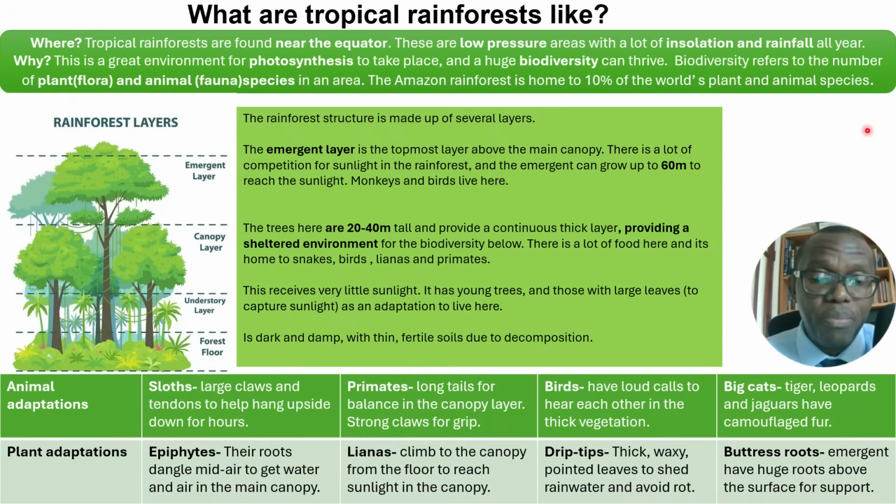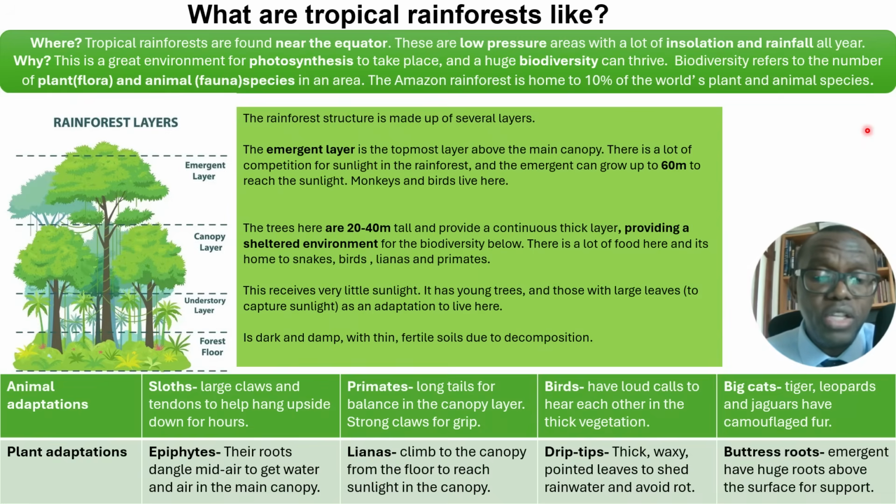Then we have the primates. Their adaptation is that they have very long tails, and these tails help them to balance in the canopy layer. They also have very strong claws for grip, to be able to grip on the trees as they move from one tree to the other, because we know they like to hang on the trees and to jump from one tree to the other.